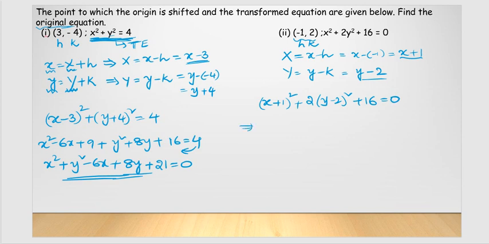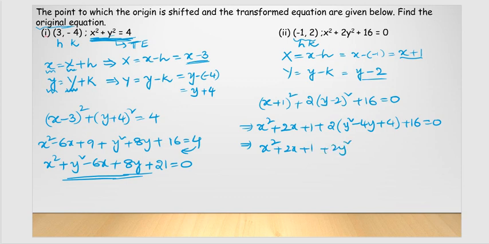0. Now on expansion, x square plus 2x plus 1 plus 2 times of y square minus 4y plus 4 plus 16 is equal to 0. So on simplification, x square plus 2x plus 1 plus 2 times of y square minus 2 4s are 8y plus 2 4s are 8 plus 16 is equal to 0.